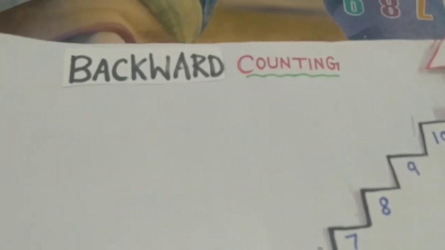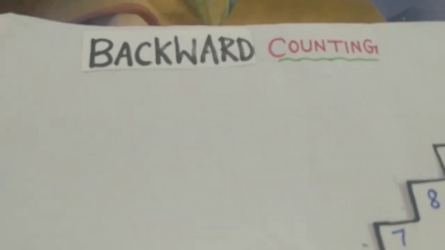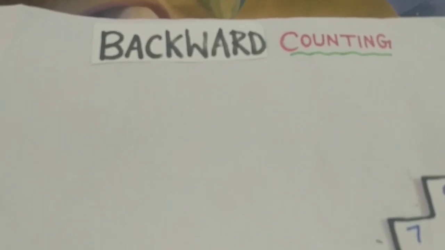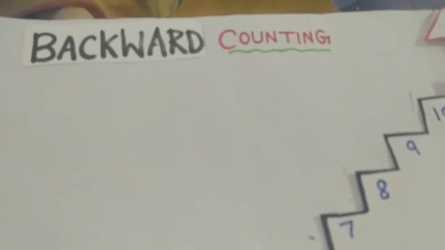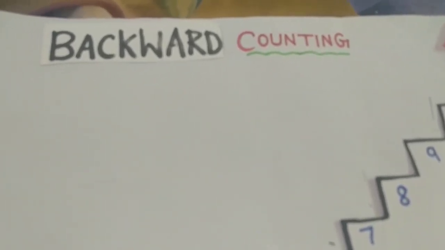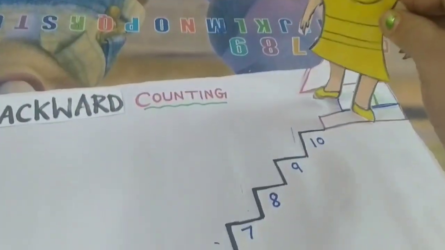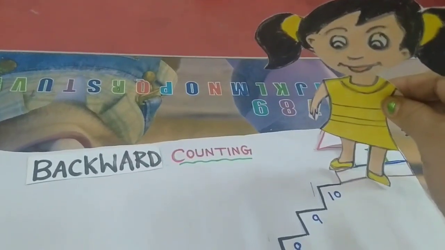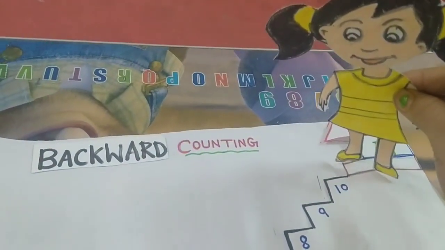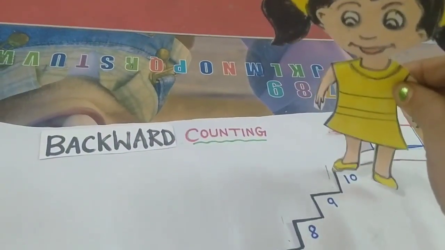Now we will do one activity on backward counting. B-A-C-K back, W-A-R-D word, backward. C-O-U-N-T-I-N-G counting. Backward counting. And Beanie wants to come down to play. So how will she come? By using stairs. She will come down by using stairs.